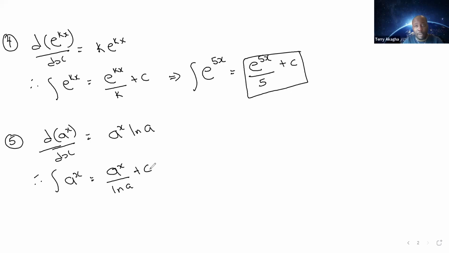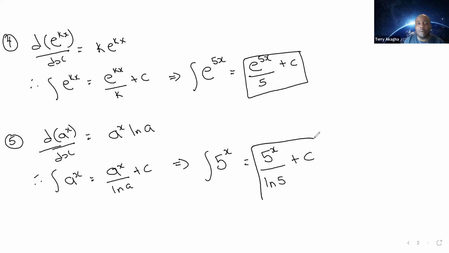When you're differentiating, you multiply a raised to the power x by ln a, but in integrating it is the opposite. So in this case, you're going to divide it by ln a. So for instance, if we're integrating 5 raised to the power x, if we were to differentiate this, it would be 5 raised to the power x ln 5. But because we're integrating, it's going to be 5 raised to the power x divided by ln 5 plus c, and that will be the set of the standard derivatives.